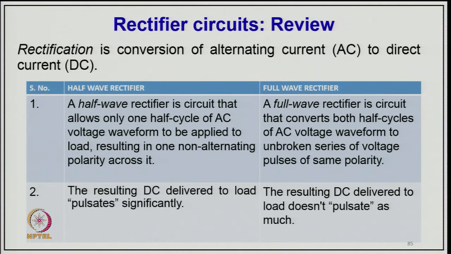So, now coming to the rectifier circuit review, we say rectification is the conversion of alternating current to direct current. Coming first to the half wave rectifier: a half wave rectifier is a circuit that allows only one half cycle of the AC voltage waveform to be applied to the load, resulting in one polarity across it. A full wave rectifier is a circuit that converts both half cycles of the AC voltage waveform to an unbroken series of voltage pulses of the same polarity. With the half wave, the resulting DC delivered to the load pulsates significantly. With the full wave, the resulting DC delivered to the load does not pulsate as much.